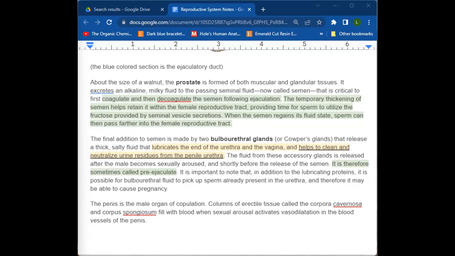And then the purpose of the decoagulating proteins is that at some point after the sperm have been inside the female body for a while, they need to break free from each other and go start finding the egg. And so that's the purpose of the decoagulating proteins.